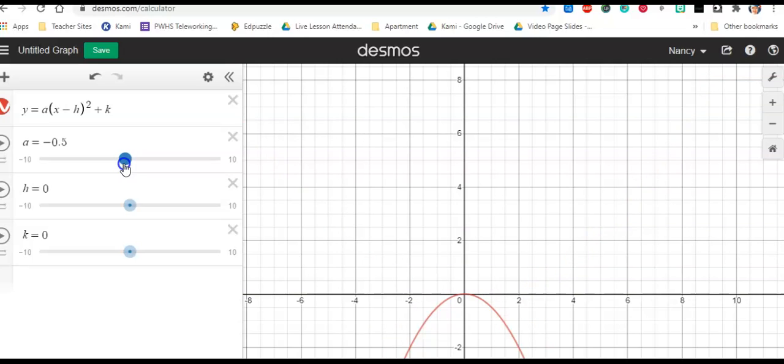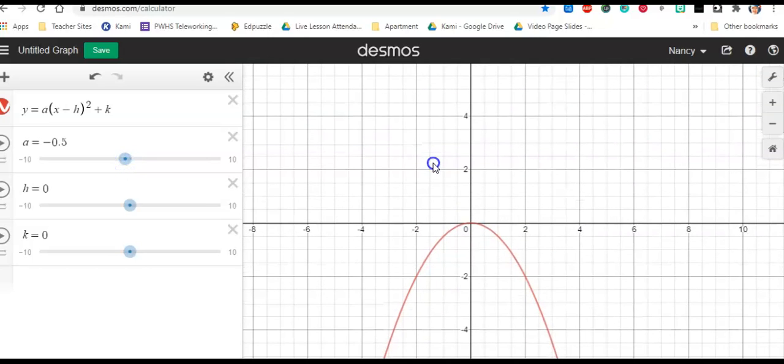Now when I go into the negative, what happens is it's reflected. Remember, we did reflections earlier this semester. It reflects across the x-axis. And then it keeps getting skinnier and skinnier. As I move it this way, it gets wider. So that's what we're going to think of, skinnier and wider. I think of fat, I say fatter. But if a is 0, a can't be 0 and it be a parabola.